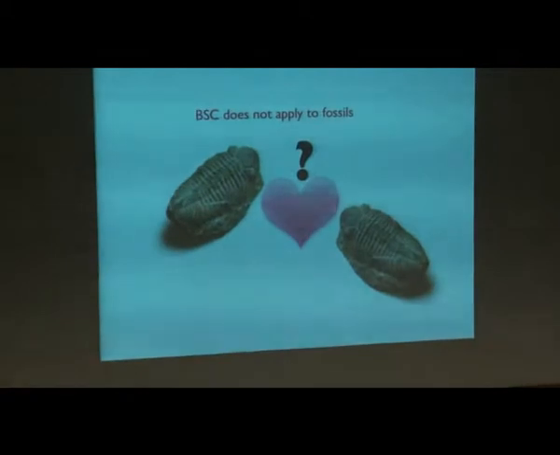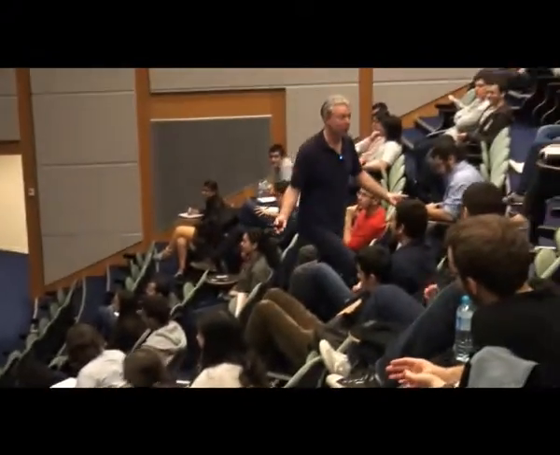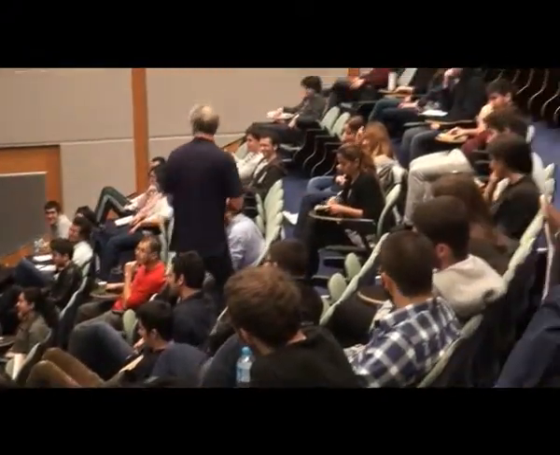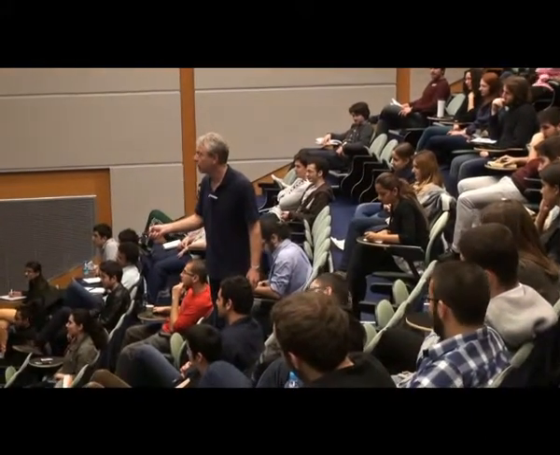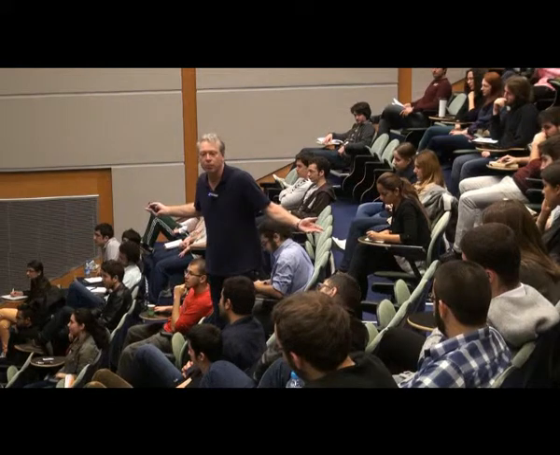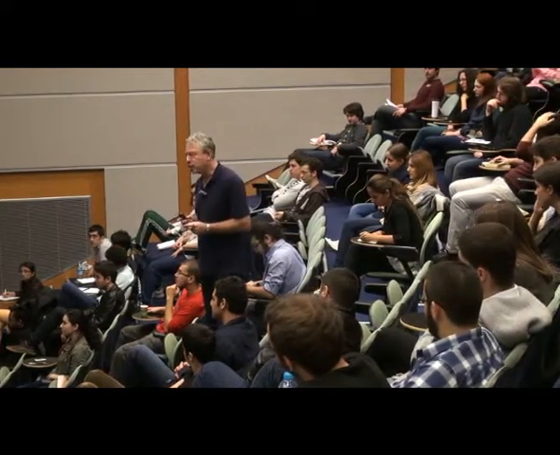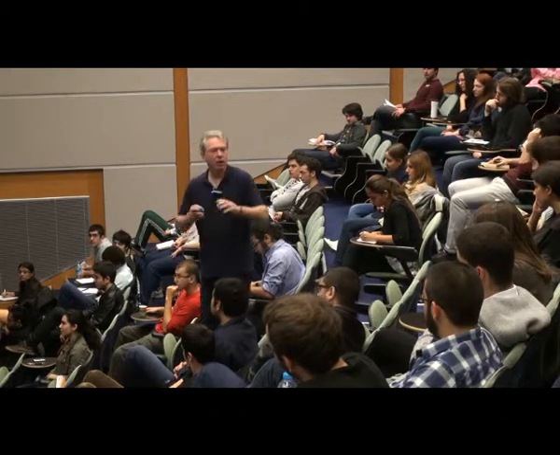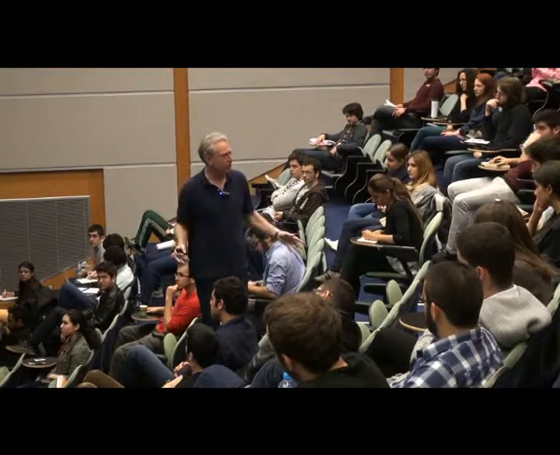What about fossils? So, here are two fossil trilobites. Can they exchange genes? Well, no, they're rock. But could they exchange genes way back when in the Silurian when they lived? We don't know. We can guess. Now, typically, we can do a pretty good guess. Why? Think about if we had fossil humans and fossil chimpanzees. Very good specimens.